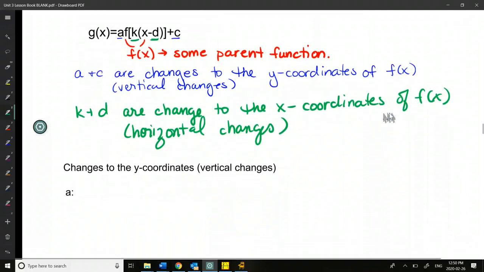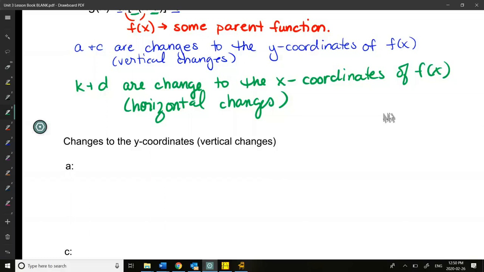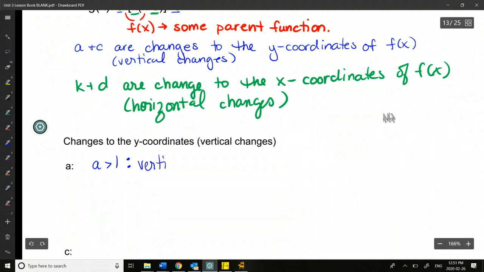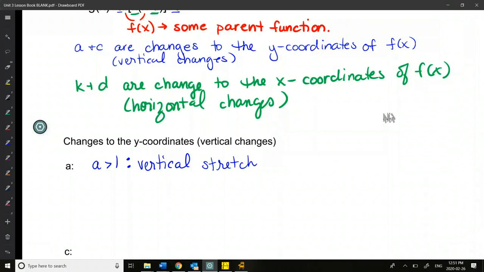So we're going to unpack these below. Our vertical changes, or changes to our y coordinates, occur when we have A and C values that are anything other than 1 and 0. So we talked about when A is greater than 1. You guys basically have this in your summary from the first package, but I just want to make sure that we all have this information. This is a vertical change, and this causes a vertical stretch to occur.